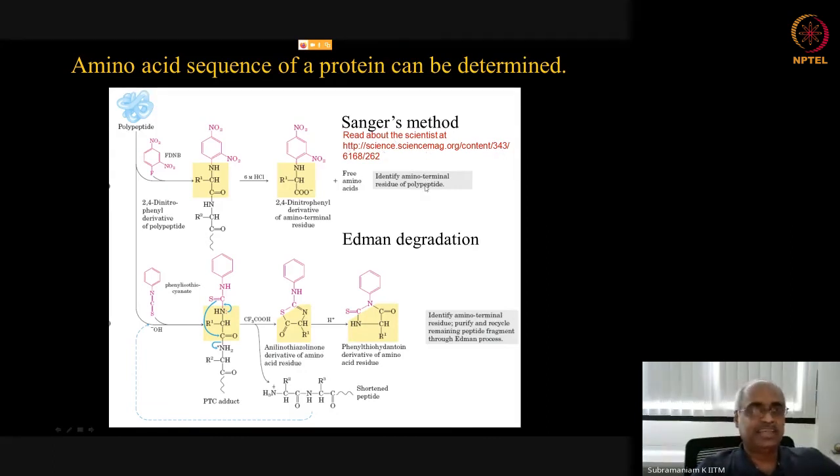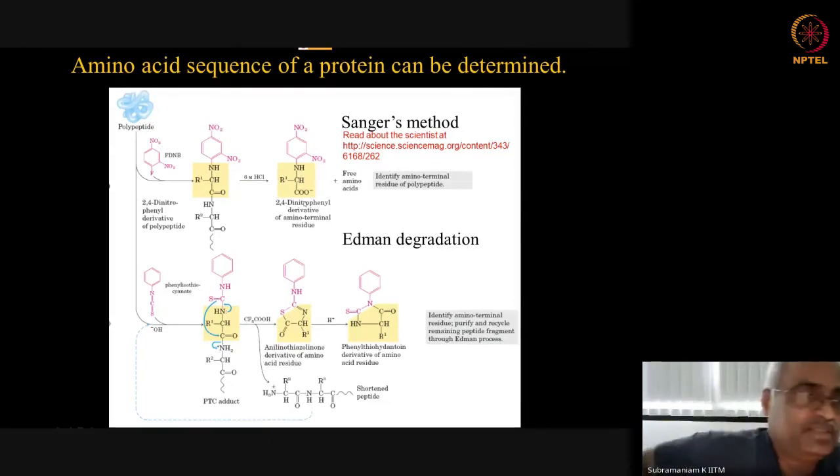So now, what is Sanger's method of sequencing proteins? Essentially, a protein chain has an N-terminal residue, meaning at one end of the chain, the amino group of that amino acid at that end is not linked to any other amino acid because it's the end there.